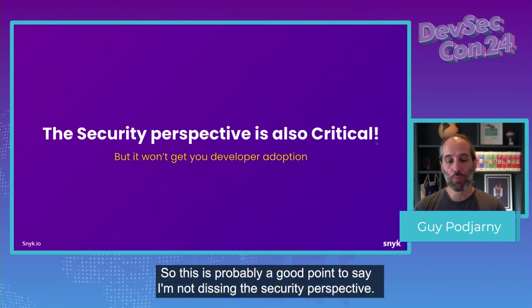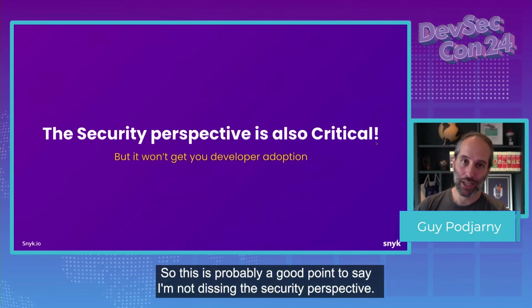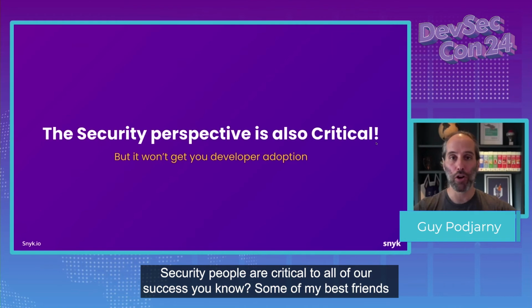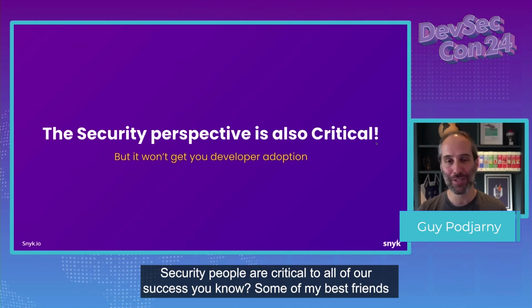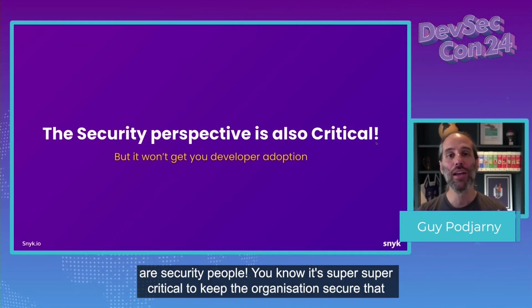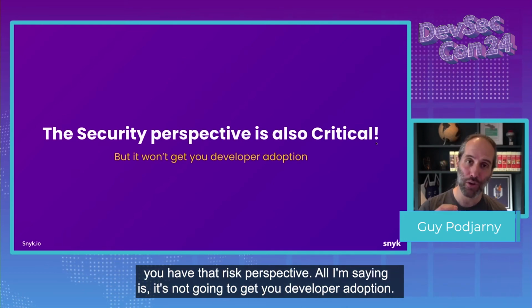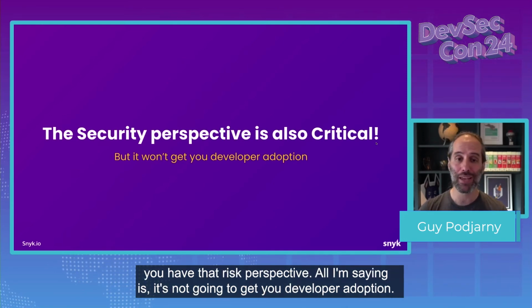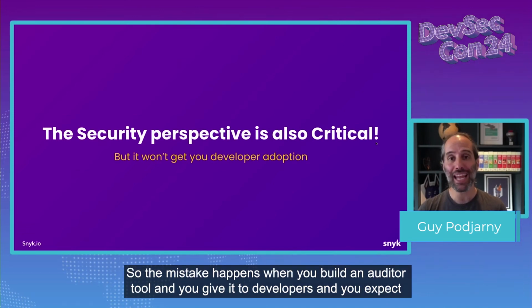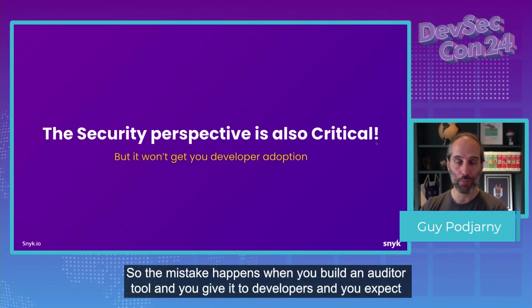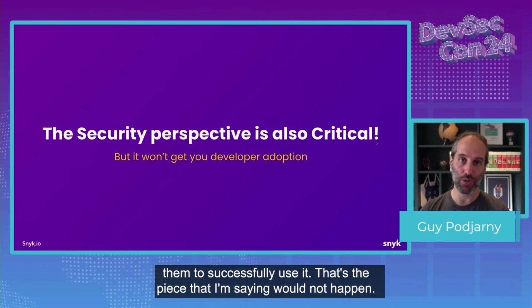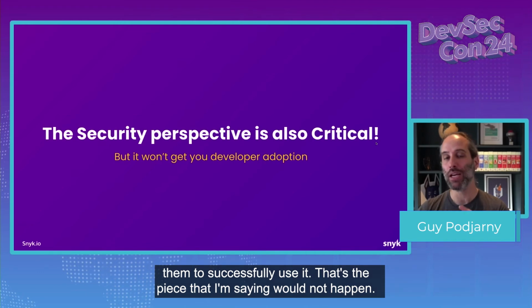So this is probably a good point to say, I'm not dissing the security perspective. Security people are critical to all of our success. Some of my best friends are security people. It's super critical to keep the organization secure that you have that risk perspective. All I'm saying is it's not going to get you developer adoption. The mistake happens when you build an auditor tool and you give it to developers and you expect them to successfully use it. That's the piece that I'm saying would not happen.